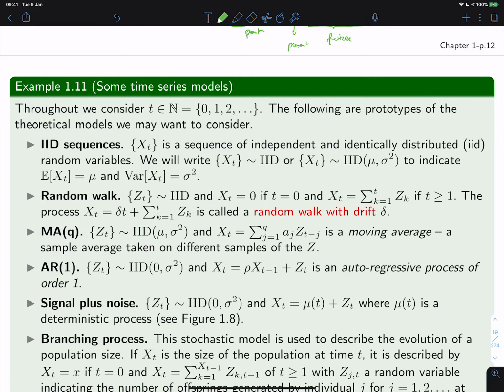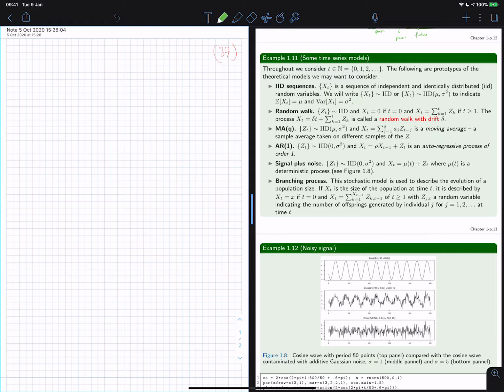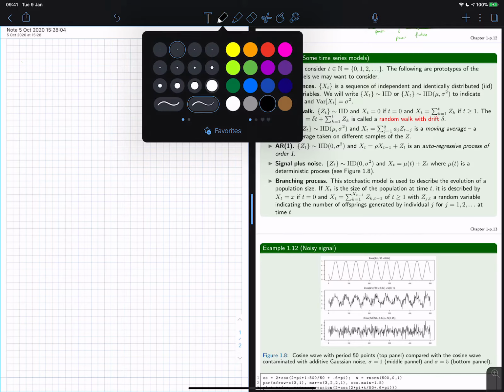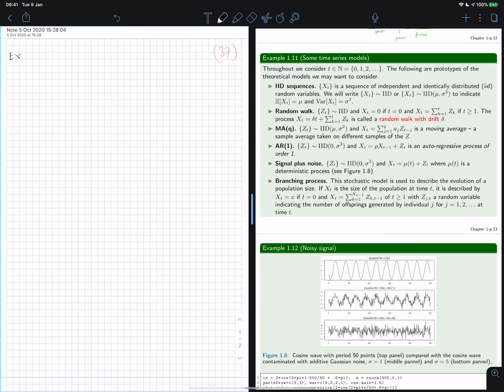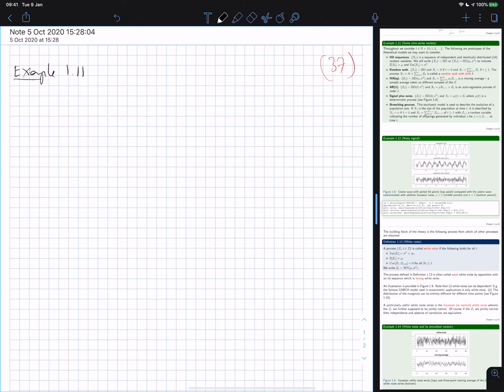So how do we construct time series models? Well, let's have a look at the variety of prototypes. So how many of you? There's 34 left. We've lost a few people. Let's have a look at example 1.11, so some models.